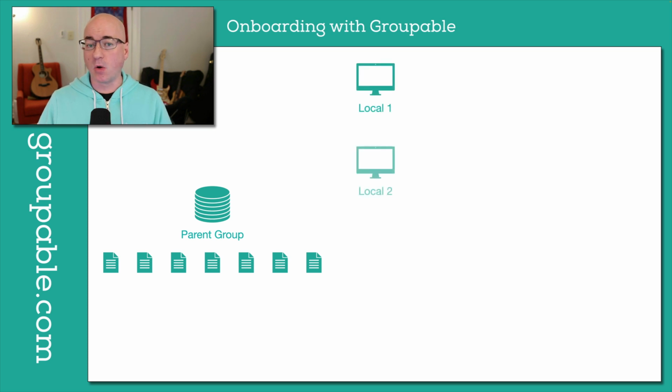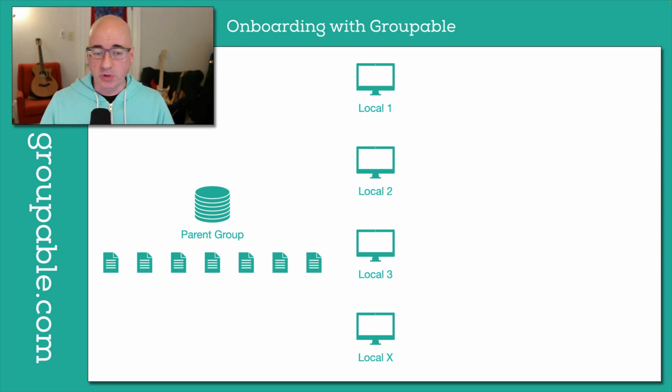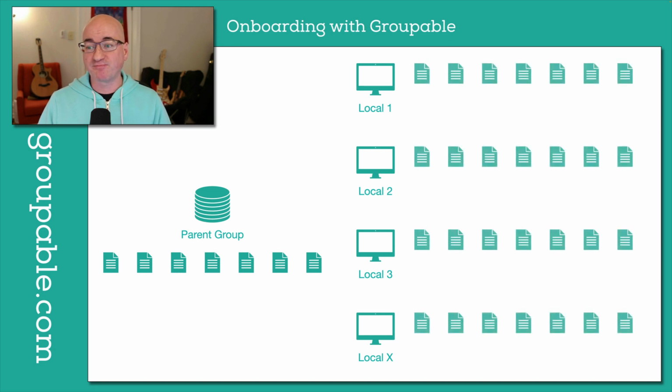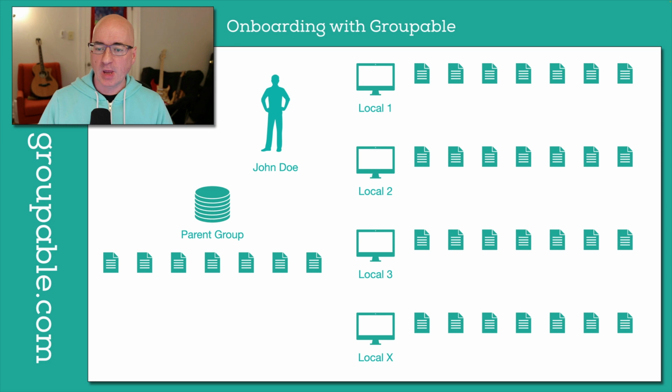Then we've got all of our different local groups that are part of the parent group. And we deal in organizations that might have, as small as a dozen of these, or 500, 600 of these local groups that are out there. And what do each one of those local groups have? They've all got files too. So let's take a look at an example involving just one member. We'll call him John Doe. And John Doe belongs to local number 1.